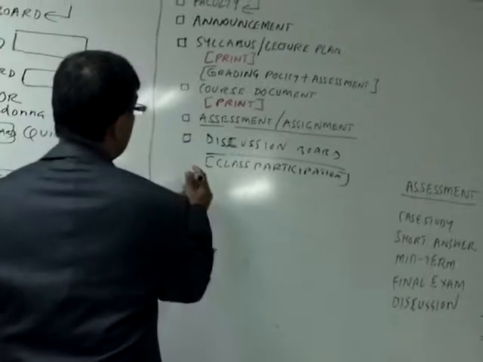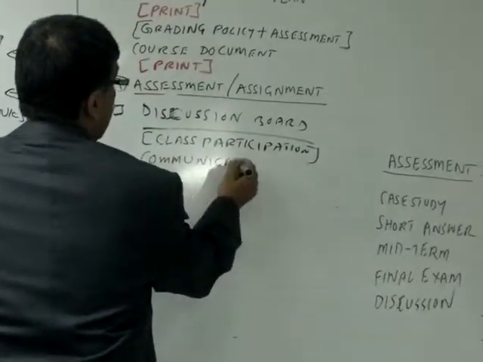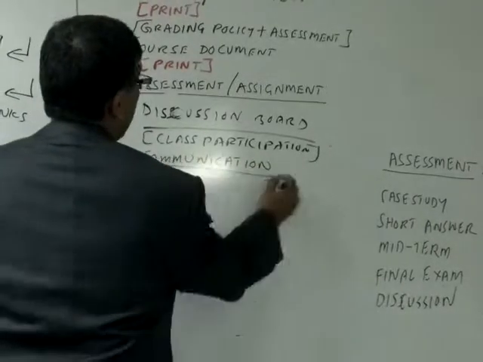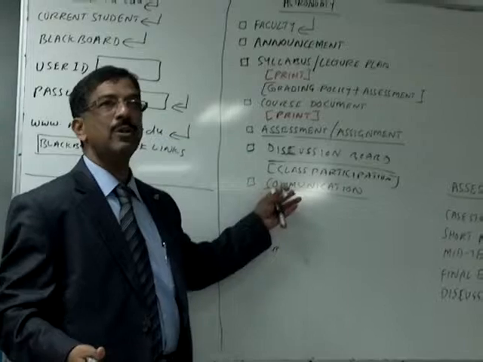Then we have the next icon, which is called communication. In communication, you will find that this is the place where all the email IDs are. If you want to communicate with your friends, you can go into this and communicate.